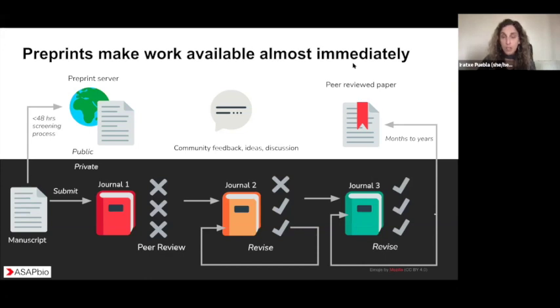Another important consideration here, and I'm sure that we will be discussing that during the conversation today, is the fact that posting preprints is compatible with journals. So researchers can post their paper as a preprint for rapid dissemination and then decide in parallel or later to also submit their paper to a journal for publication.